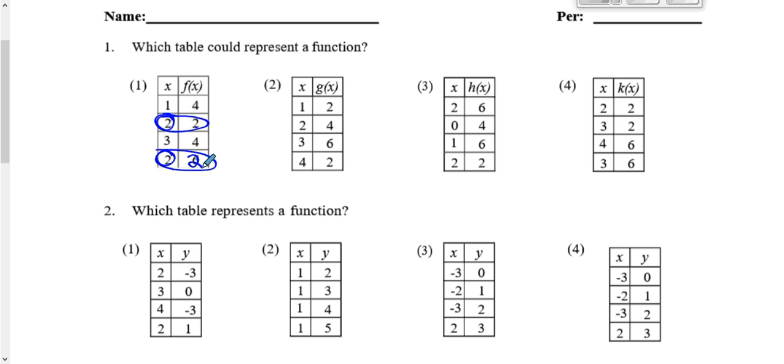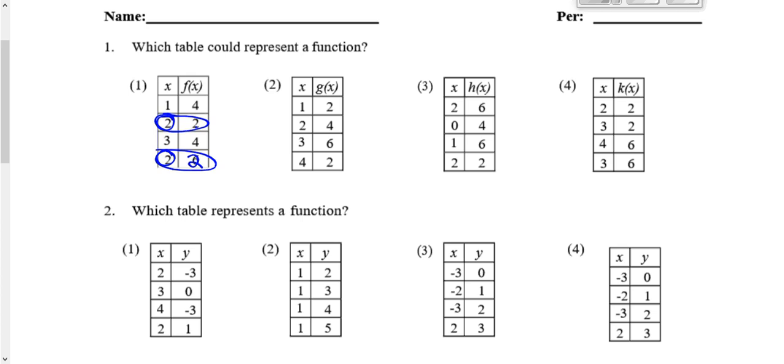2 has an output of 2, and 2 has an output of 2. It's still a function, because that's still one output. So you're kind of right with what you said, except if you see something goofy like that. Why would somebody write it twice, right? But that's possible, okay?